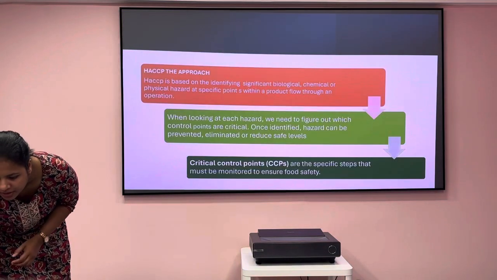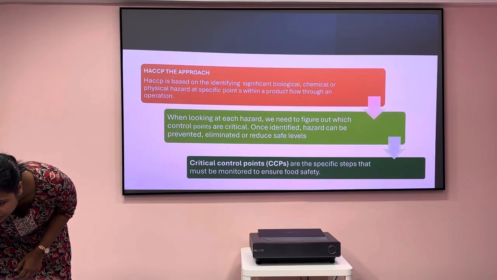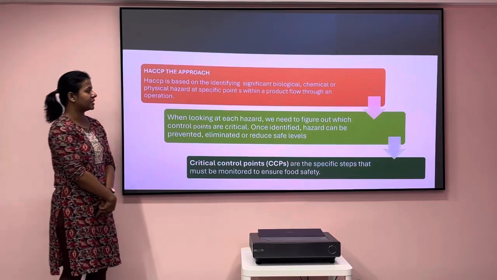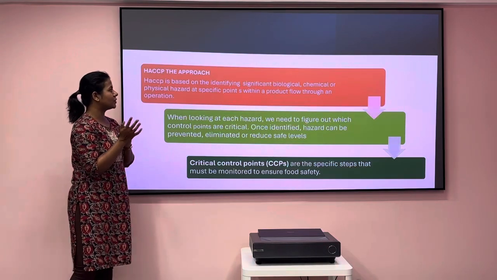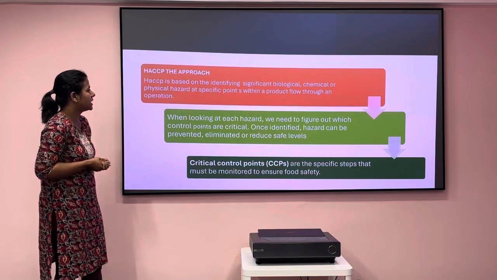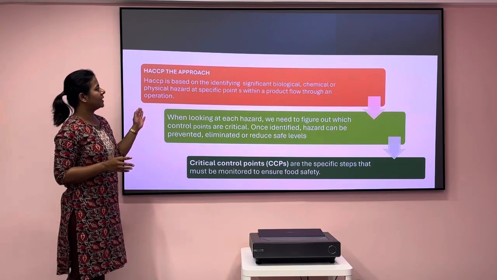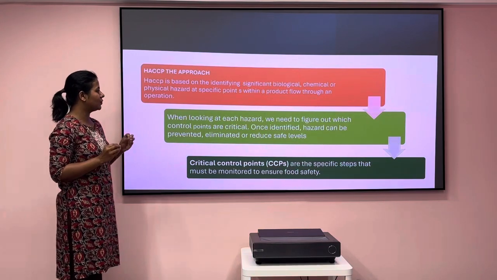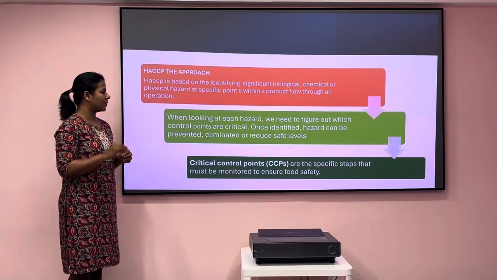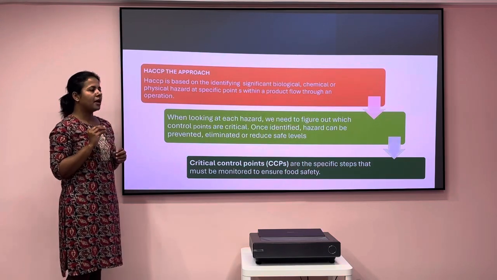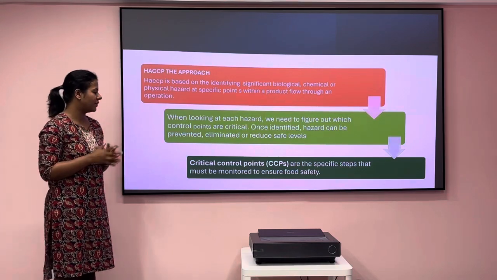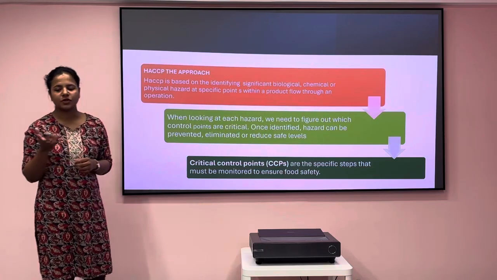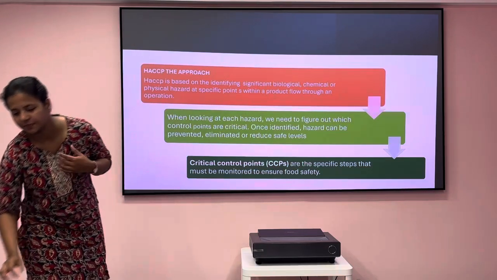And next is the HACCP approach. What is the HACCP approach to food safety? We already discussed it. HACCP is based on identifying significant biological, chemical, and physical hazards at specific points within a production flow through the operation. When we look at each hazard, we need to figure out which control points are critical. Once identified, hazards can be prevented and eliminated to a safe level. Critical control points are the specific steps that must be monitored to ensure food safety. Okay, we can go for the HACCP.